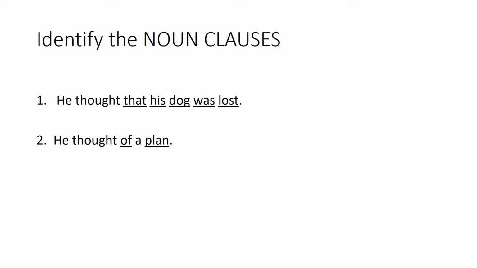The second example, the group of words of a new plane acts as a noun. It does not have a finite verb or a subject. So, it is a noun phrase. Students, remember, a phrase does not have a finite verb. A phrase does not have a subject.